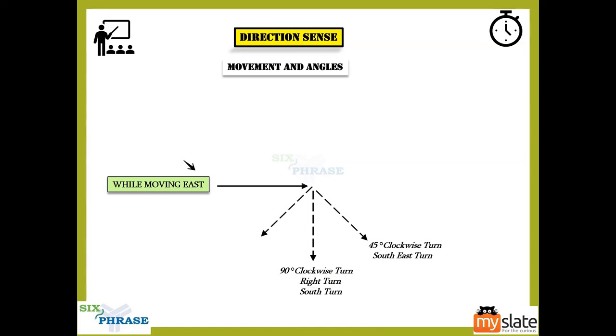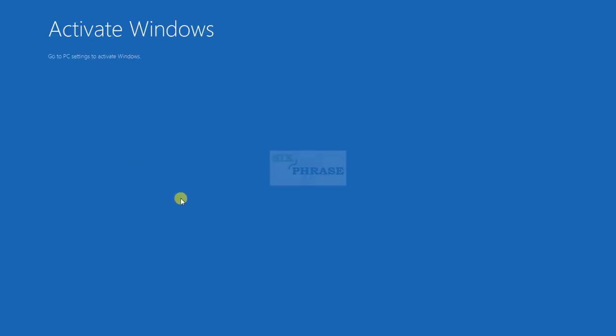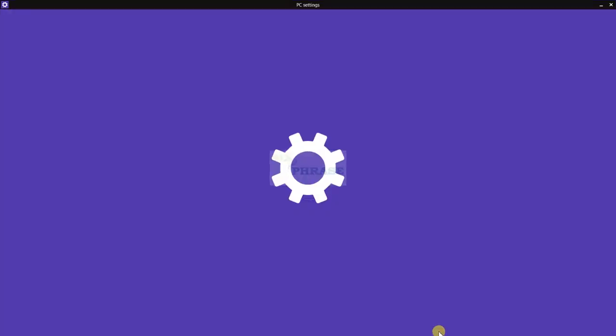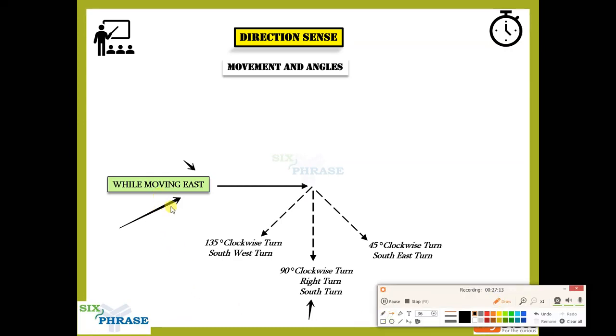So the next one is a 135 degrees clockwise turn, and you can also call this a southwest turn because this direction is between south and west, right? So you will have south here, you will have west here. Okay, this is between south and west, so we call it a southwest turn.